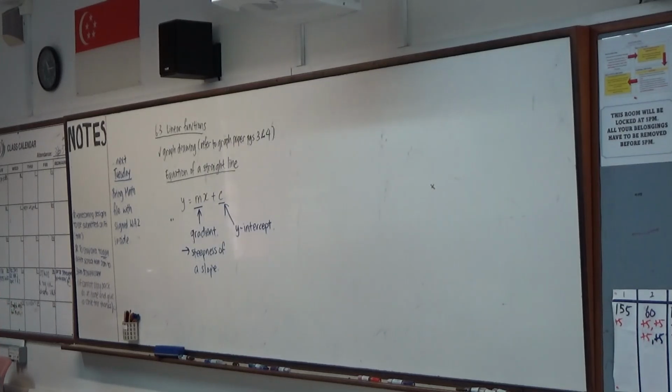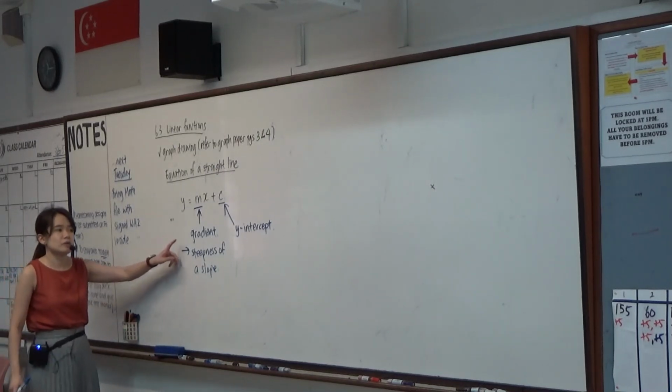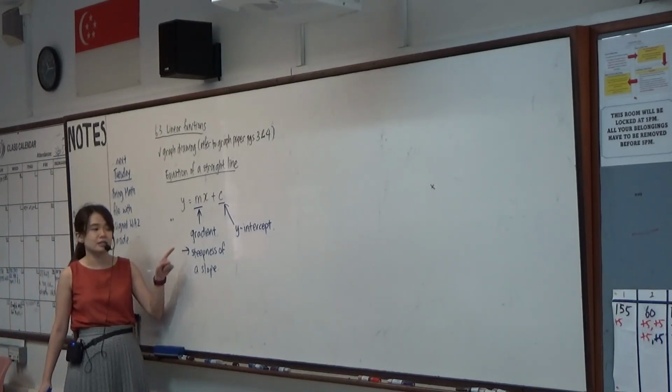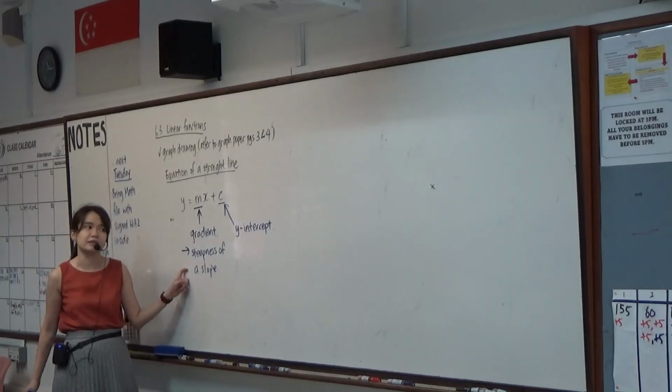Okay, and just by talking about steep and gentle only is not enough. We need to have a value to really give an accurate measure of gradient itself. Okay, so that's why we have this idea of gradient, which is a measure of the steepness of things.